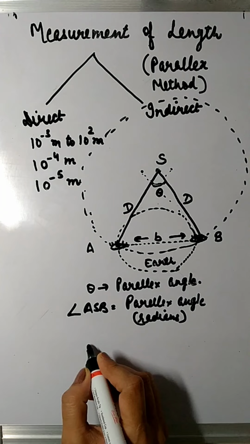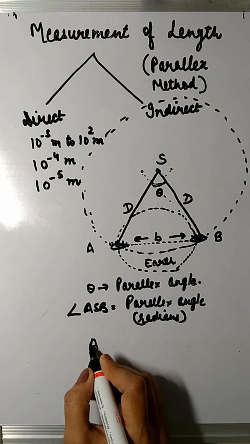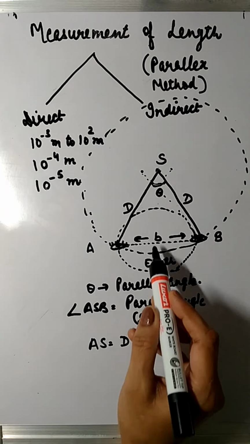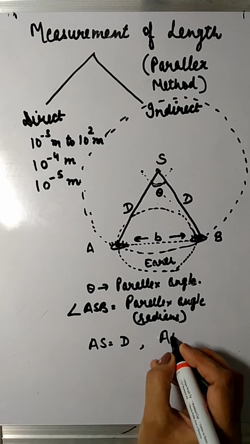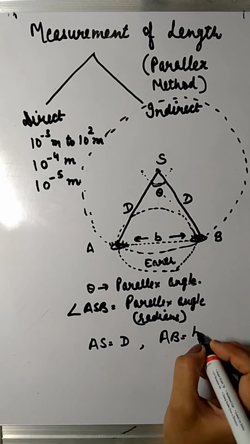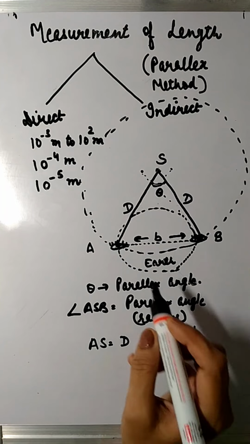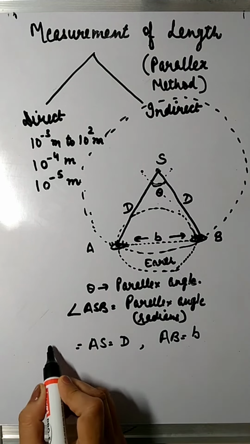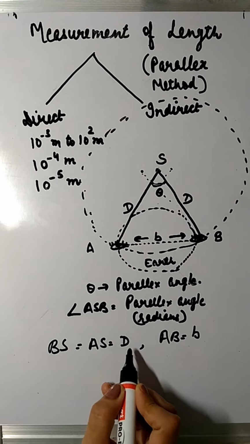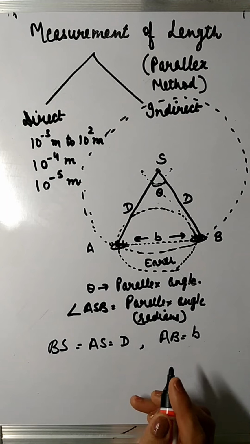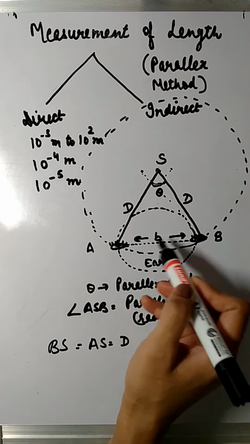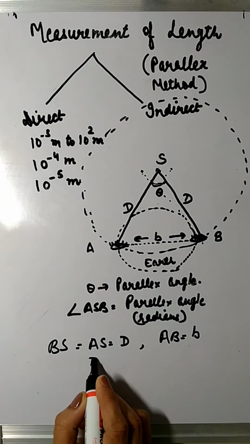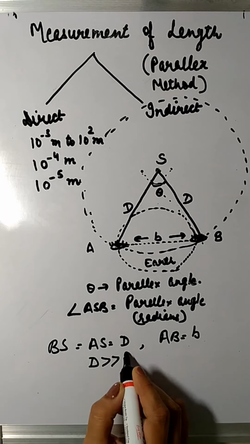then length AS is equal to d, and AB is equal to b. AS is equal to d is equal to BS. This distance and this distance are the same, so BS is equal to AS is equal to d, and AB is equal to b. Here the assumption is that these two points on Earth are much closer than the distance between the planet and the Earth. So d is much greater than b.